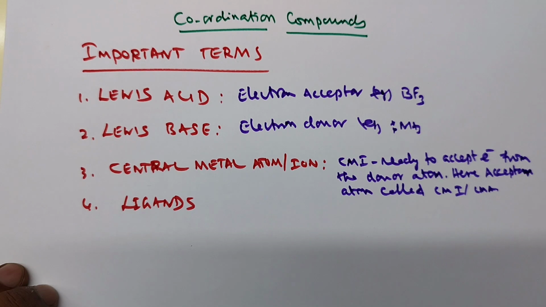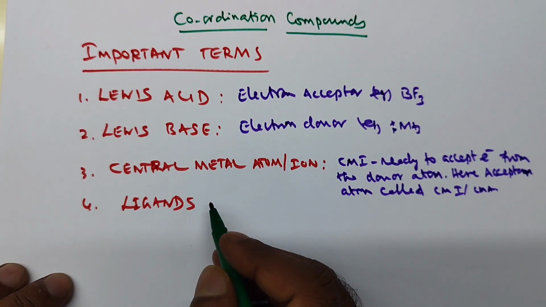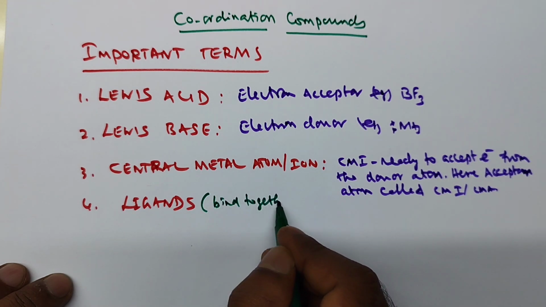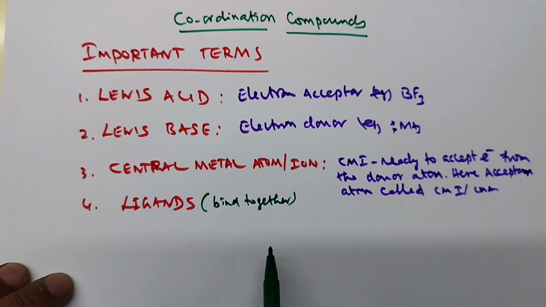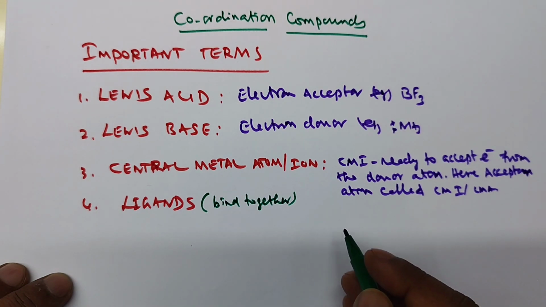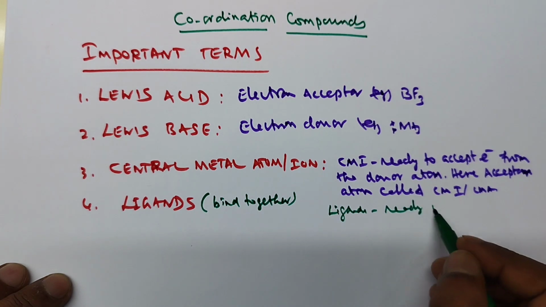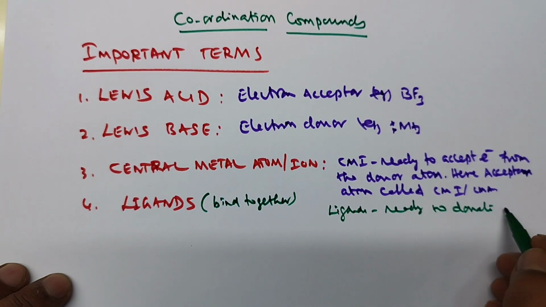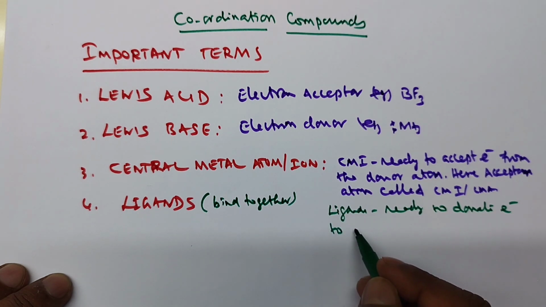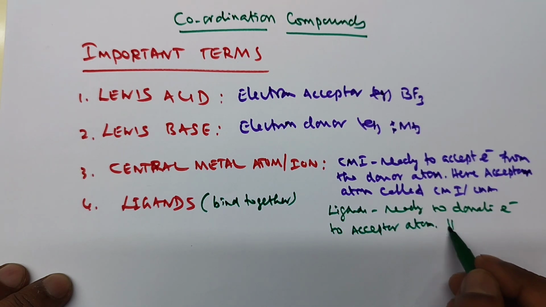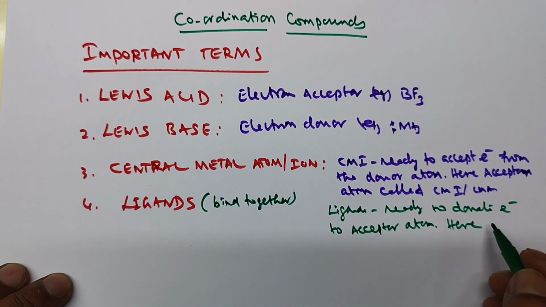Now we have to define what is meant by ligands. The word ligand means bind together. An atom or species which is ready to donate electrons to the acceptor atom, that donor atom, is known as a ligand.